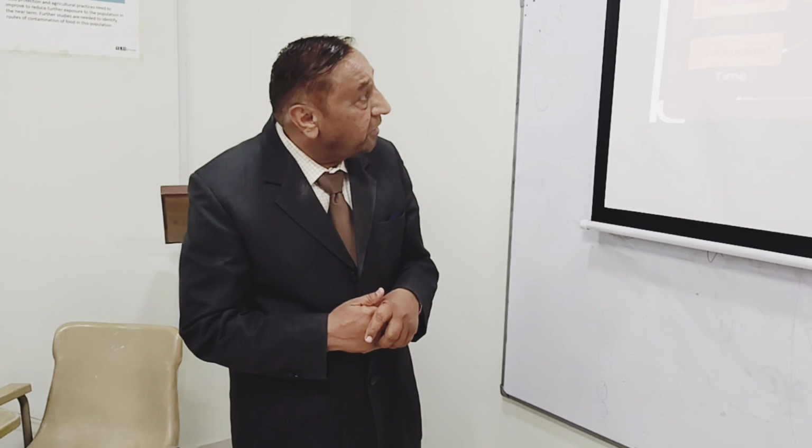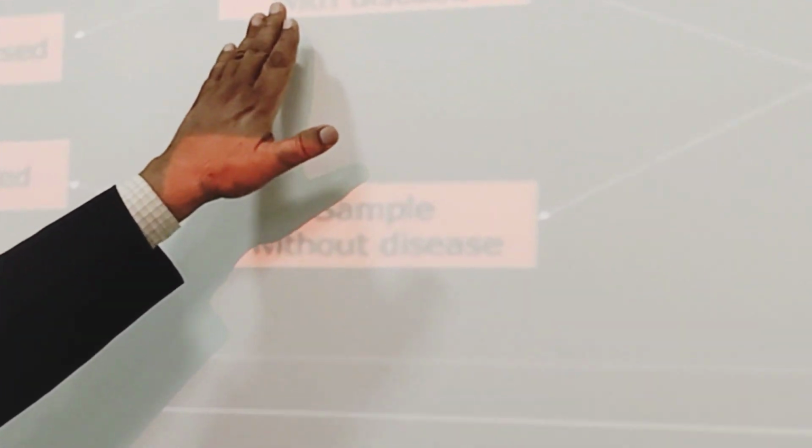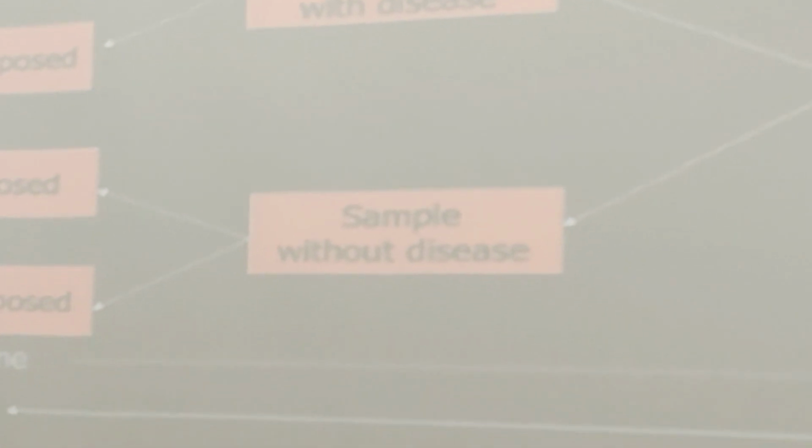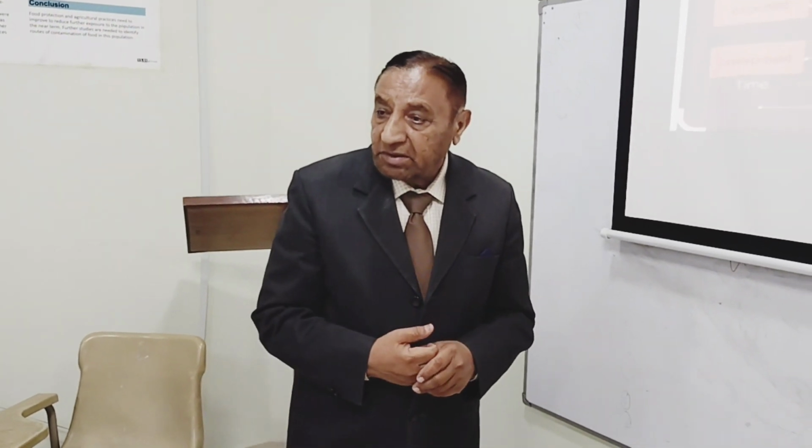This is the second lecture, and you can see the sample without disease and sample with disease. You have to first select a sample. Sometimes there are different sampling methods with different names. It can be a random sample, simple random, stratified, and it can even be a convenient sample if the situation is not favorable. Next please.